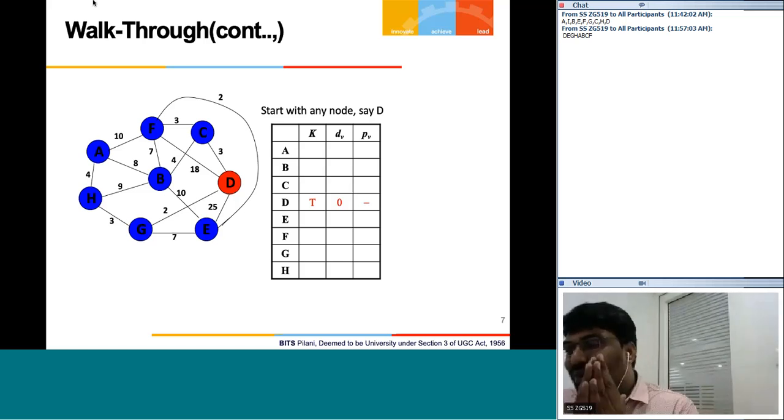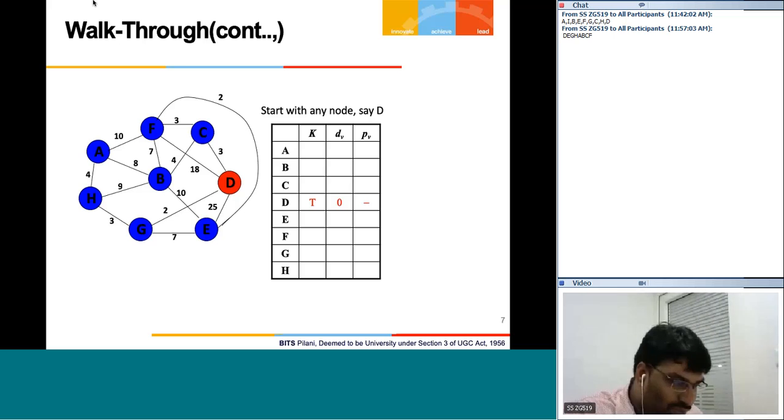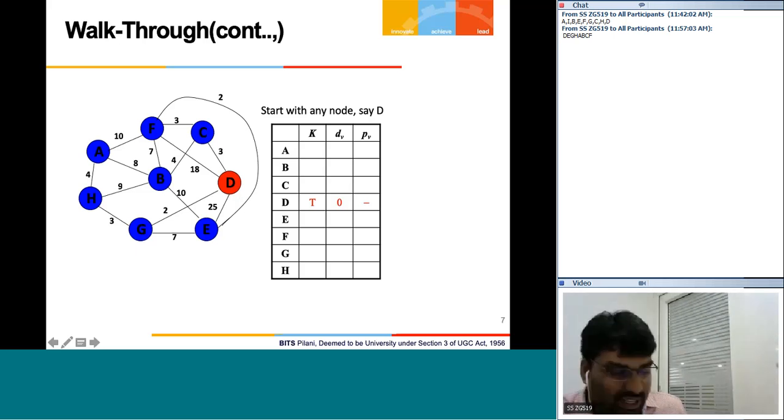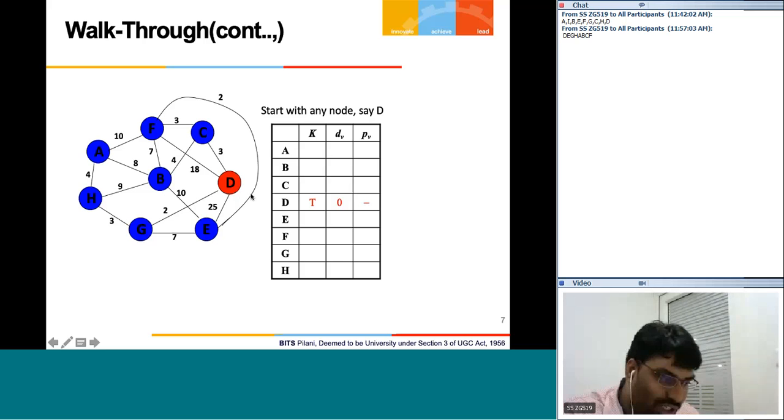that the nodes whose information is available. Now, what information do I have? I said I have visited D. I don't know the distance to reach D because D is at the start. And from D, I can visit C, I can visit E, I can visit F, I can visit G. Is that correct? Can I visit from D to C, D to F, D to G, D to E? Right? This is what I can do.